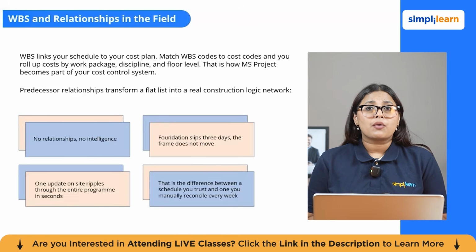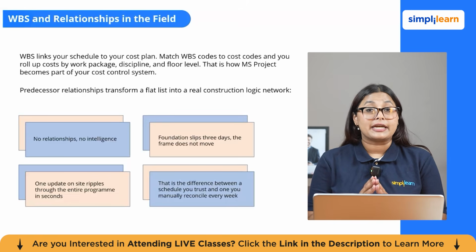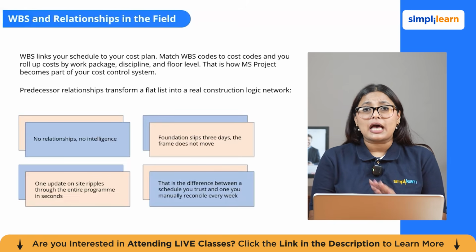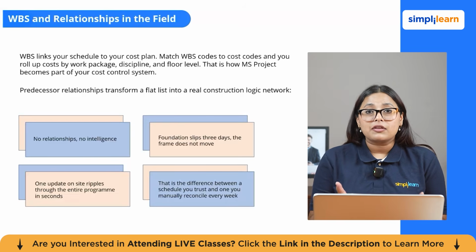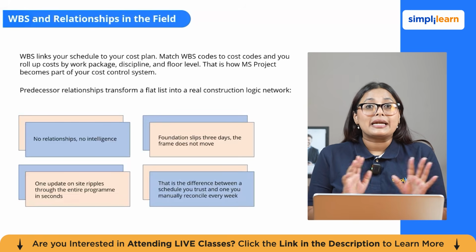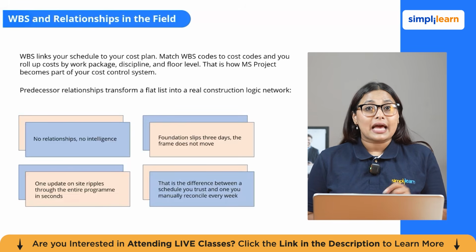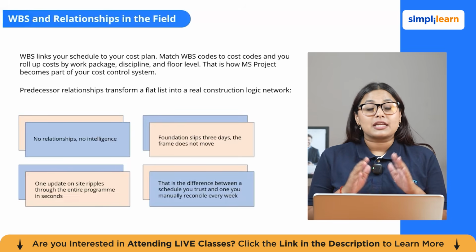Predecessor relationships are what transform a flat list of activities into a real construction logic network. Without them, your schedule has no intelligence. If the foundation slips by 3 days, nothing that follows it moves automatically. With them, a single update on site ripples through the entire program in seconds. That is the difference between the schedule you trust and the one you have to manually reorganize within the week.